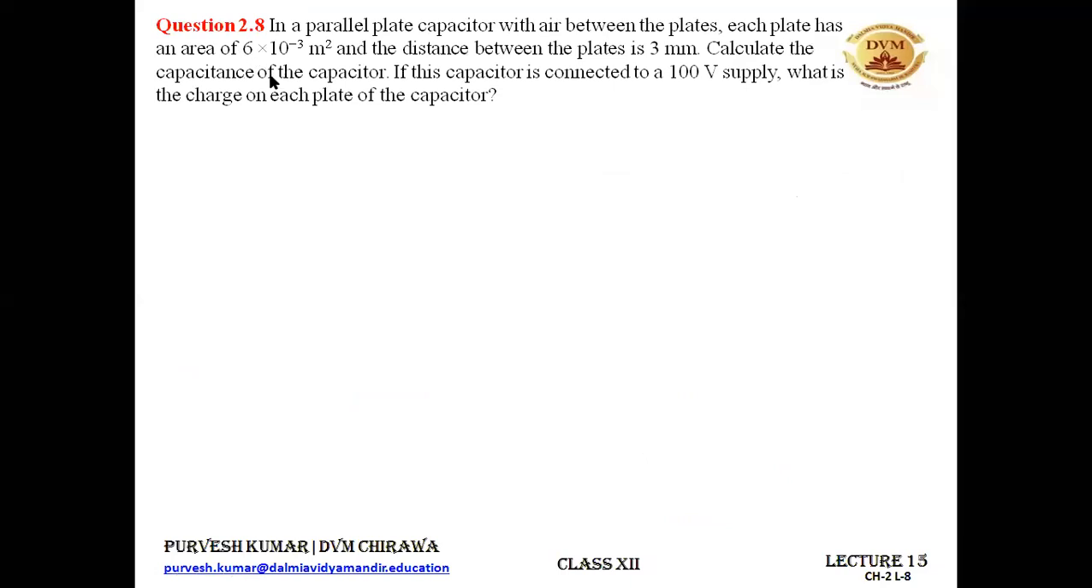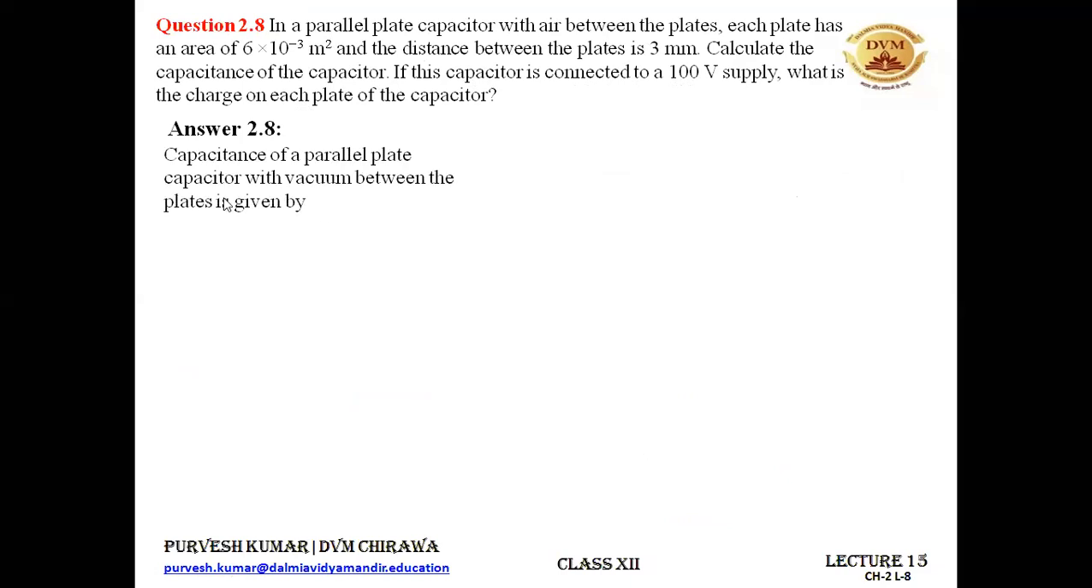Question number 8 says that in a parallel plate capacitor with air between the plates, each plate has an area of 6 into 10 to the power minus 3 meter square. This is the value of A. And the distance between the plates is 3 millimeter. This is the value of D. Calculate the capacitance of the capacitor. We need to find the value of C. If this capacitor is connected to a 100 volt supply, what is the charge on each plate of the capacitor?